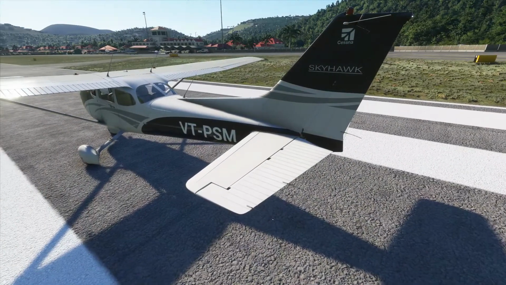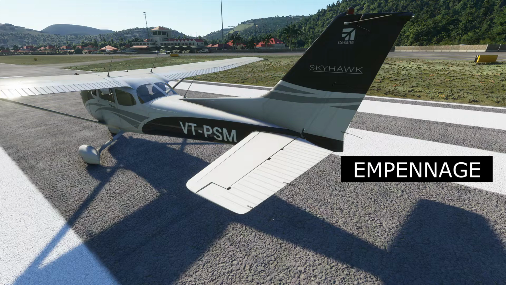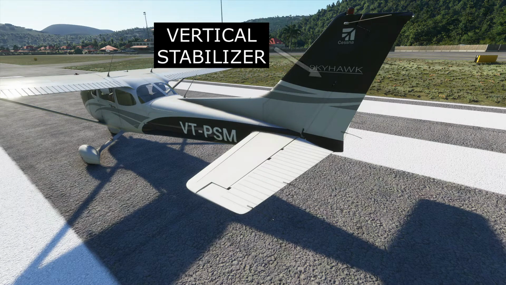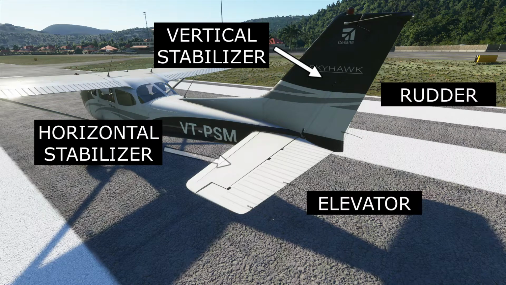The correct name for the tail section of an airplane is empennage. The empennage includes the entire tail group, and consists of fixed surfaces such as the vertical stabilizer and the horizontal stabilizer. The movable surfaces include the rudder, elevator, and the trim tabs.